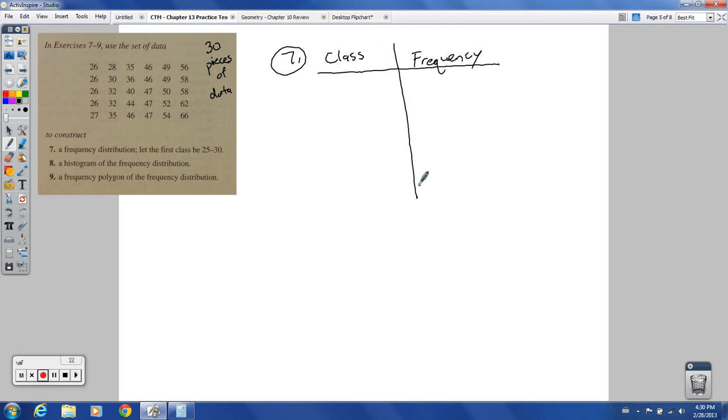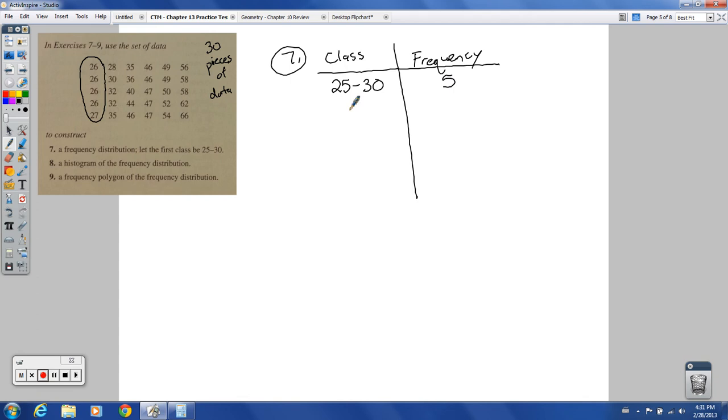And why that's so crooked, I don't know. But it says the first class is 25 to 30. Have they put these in order for us? Yes, it looks like they have, so that'll make that a lot easier to figure out. What's in that range, 25 to 30? These 5 numbers are in that range. So my frequency for that class would be 5.